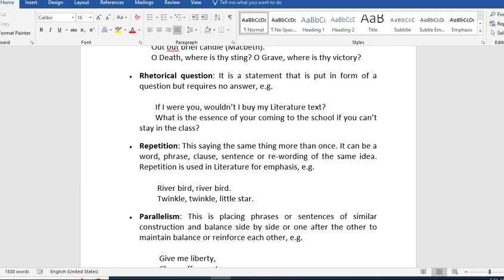The rhetorical question is the next. It is a statement that is put in the form of a question but requires no answer. It is just a statement, but it is put in the form of a question and requires no answer.